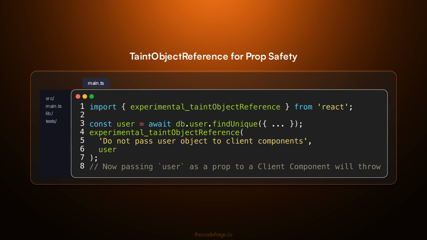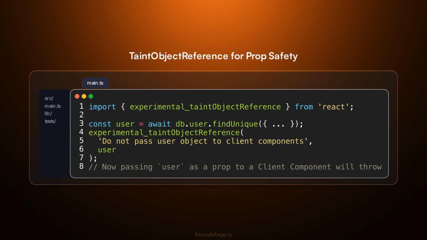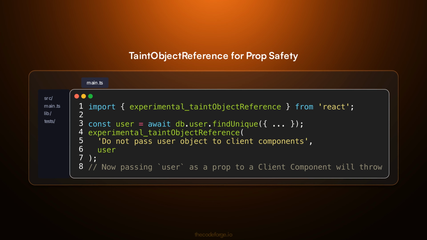The article mentions experimental taint object reference in the production incident, but does not show how to use it. This API prevents sensitive objects from being passed to client components by throwing an error at build time. Here's how to apply it to a user object.